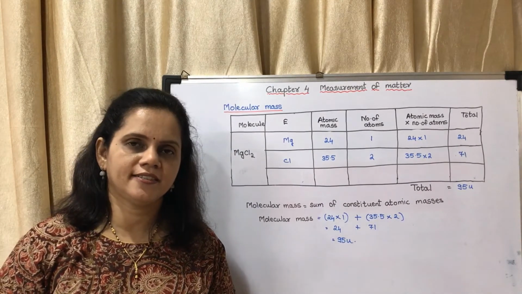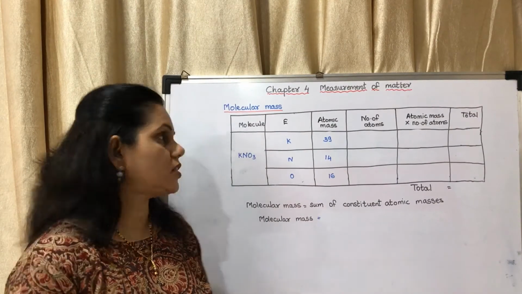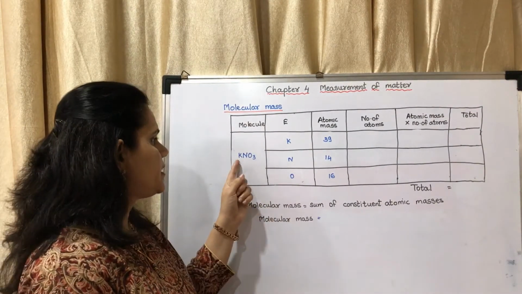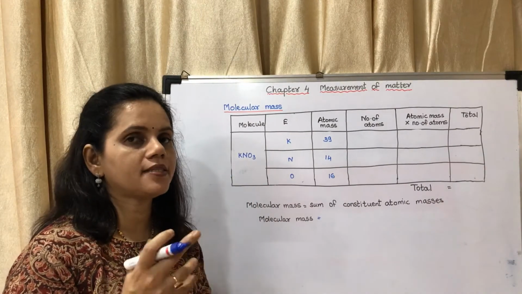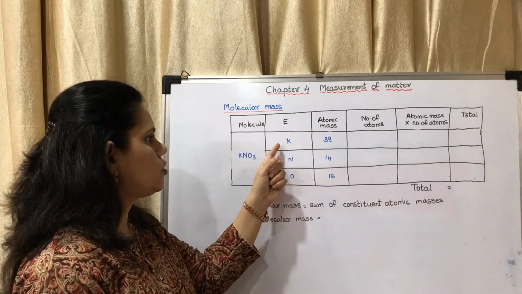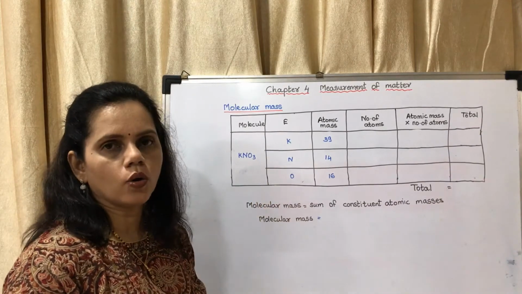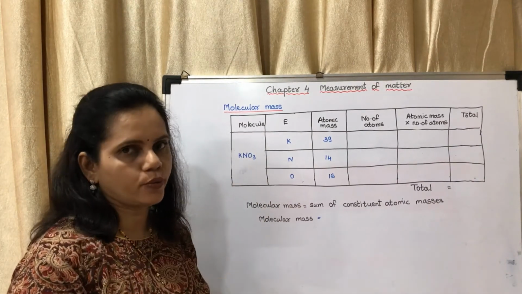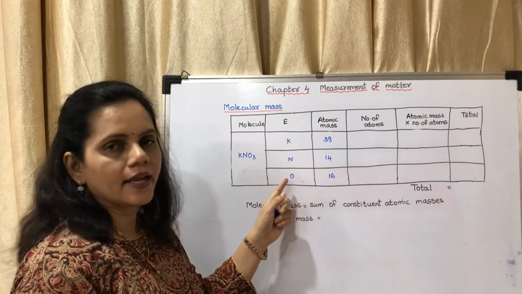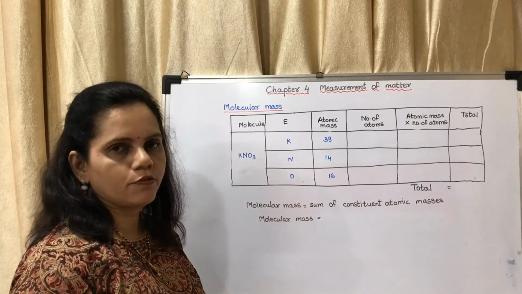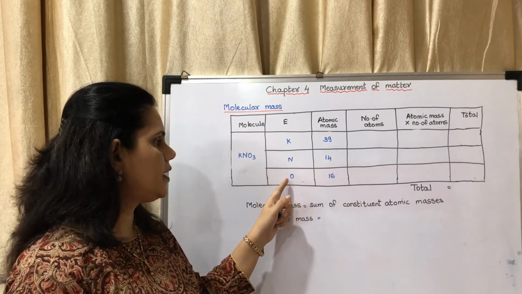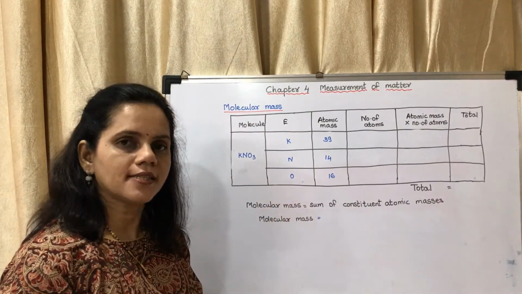You may copy this. Now the next is molecular mass of KNO3, that is potassium nitrate. Here you may see there are 3 capital letters, that means there are 3 elements. So K, N and O. Okay, if one of these was small, then it would have been 2. Then here K, N and O. The atomic mass of potassium is given as 39. Atomic mass of nitrogen is 14. Atomic mass of oxygen is 16.